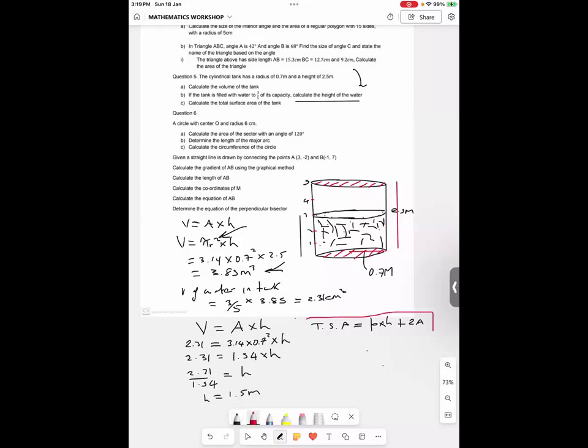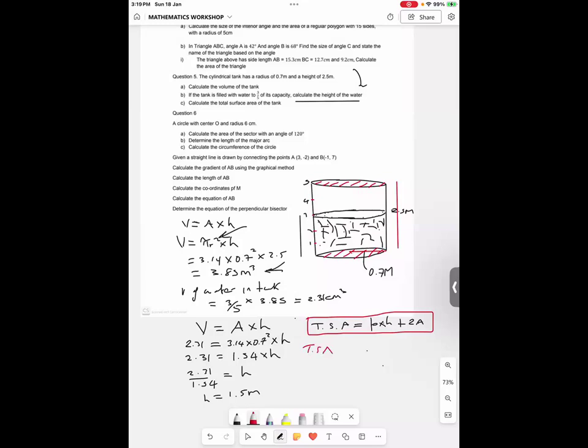Total surface area is equal to the perimeter of the base, that's the distance around the base, times the height of the tank, plus 2 times the area of the base. So again, it's the perimeter of the base, that's around the edge of the base, multiplied by the height of the tank, plus 2 times the area of the base.